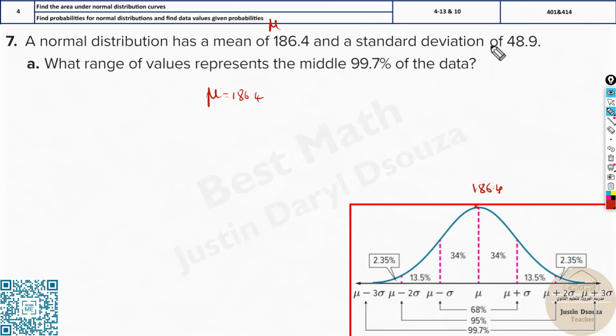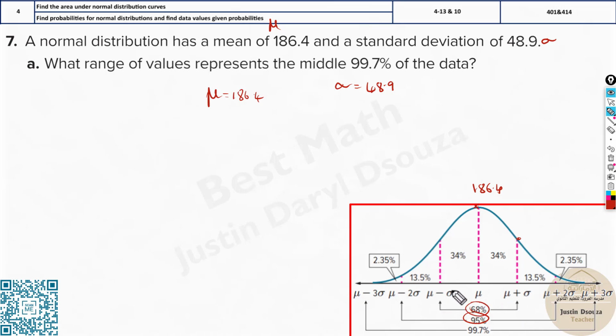186.4. And the standard deviation, see these dotted lines, at the middle it's always 50%, 50%. Now if you add one more line, because there are the majority of the values here, 34% is added to it. So 50 plus 34 is 84% of the data till here. Each additional line is given by the addition of sigma. Sigma is given as 48.9. Now you need to know the middle part. Over here it is 68%. If you add one sigma, it is 68% on both sides.